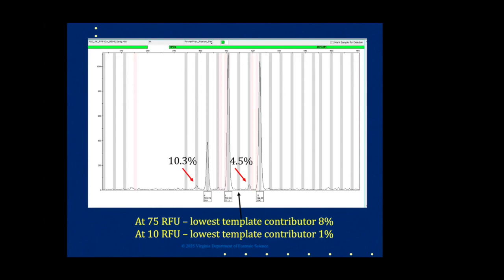Now, at 75 RFU, the lowest template contributor for STRmix was estimated at 8%. But at 10 RFU, the lowest template contributor was estimated to be 1%. So it really changed the analysis that STRmix performed when it saw all that low template data.